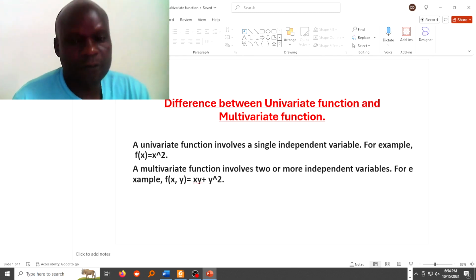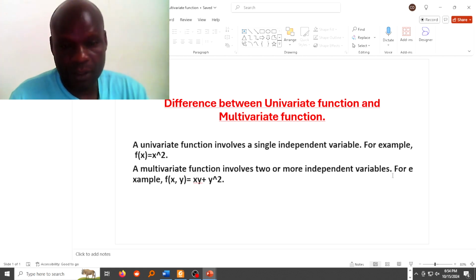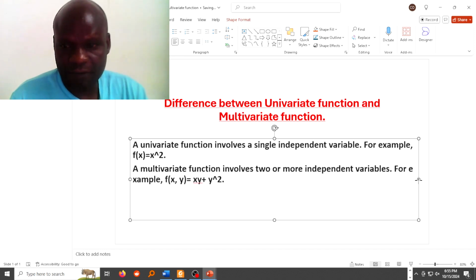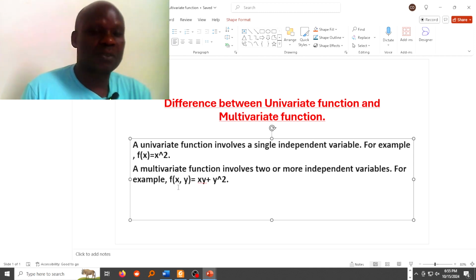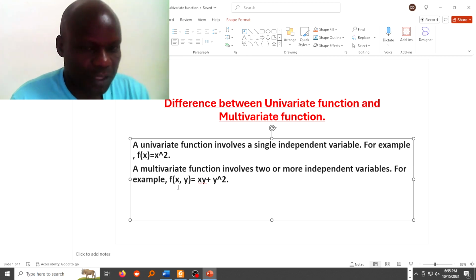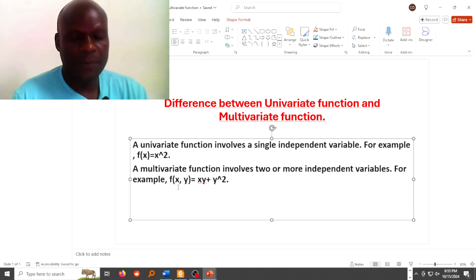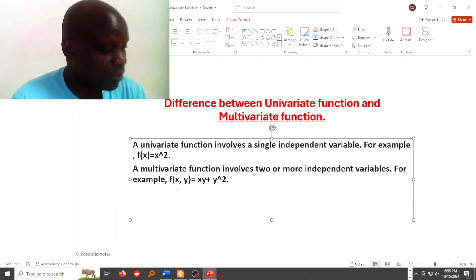Now, a multivariate function involves 2 or more independent variables. For example, instead of just having x, we can also have y, so that we have 2 variables, x and y, and all these are independent variables. For instance, x would mean the height of a group of people, say 10 people, and then y also means weight of the same group. So in that case, we have 2 variables, height and weight, both are independent. So in that case, we call it a multivariate function. So that answers part A of our question, and it is 2 marks, and we move to part B.